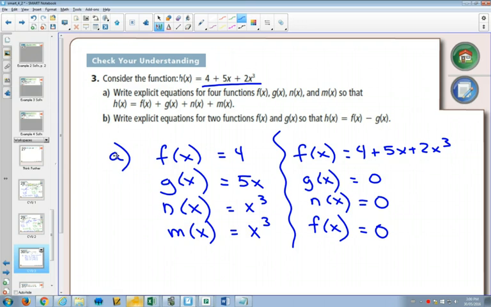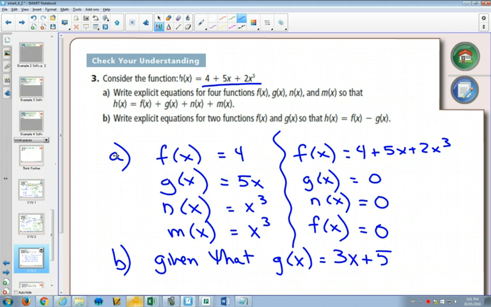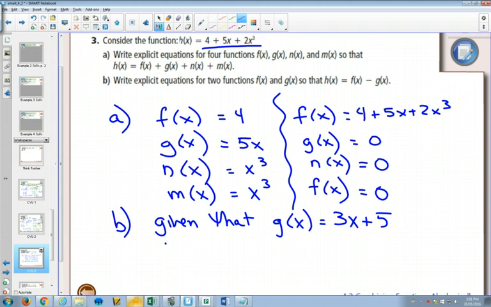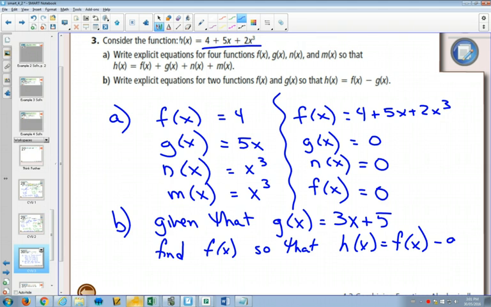I think what could happen is they could give you this same question in part B to avoid this redundancy of just being able to put 0 and say, given that g of x equals 3x plus 5, find f of x so that h of x equals f of x minus g of x. That would be a little bit more involved.